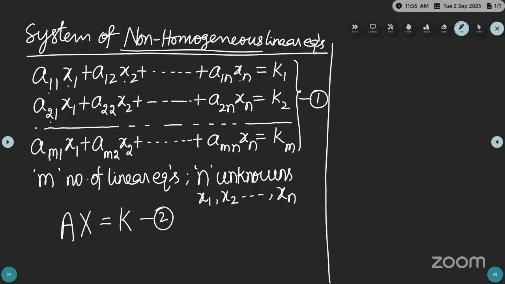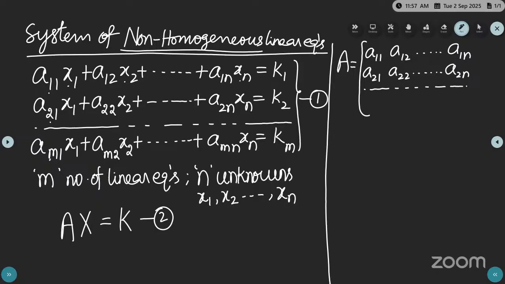A x equals k, where A equals the matrix with entries A11, A12, and so on up to A1n, then A21, A22, and so on up to A2n, and so on, up to Am1, Am2, and so on up to Amn, of order m by n.